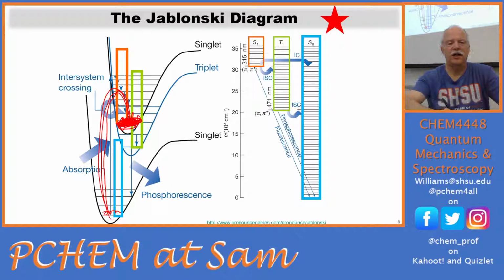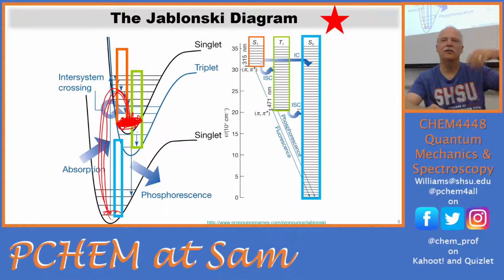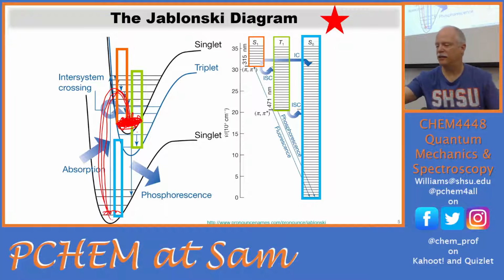Because as soon as one of these little molecules drops down through a fluorescence, it can stimulate the others to drop down. And that's the key. It's the stimulated emission that gives you the amplification of light.